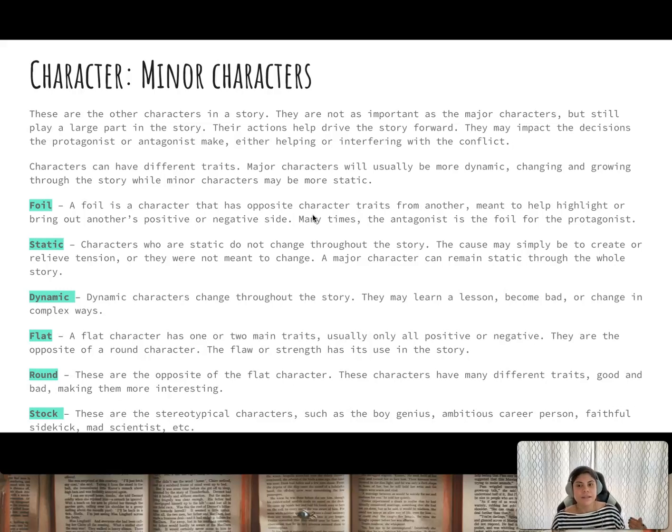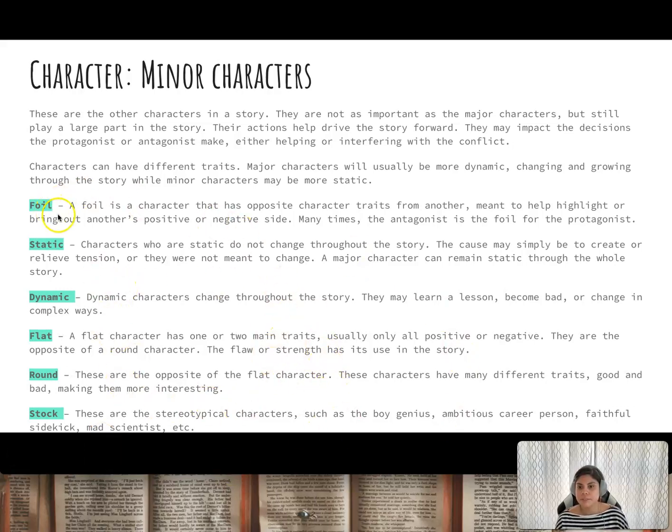So they're kind of like key players, but they're almost in the background, and you really have to pay attention to see if they have any change in the protagonist or the antagonist. So they could either help or interfere with the conflict. Okay. And here we have different traits that a minor character may have.